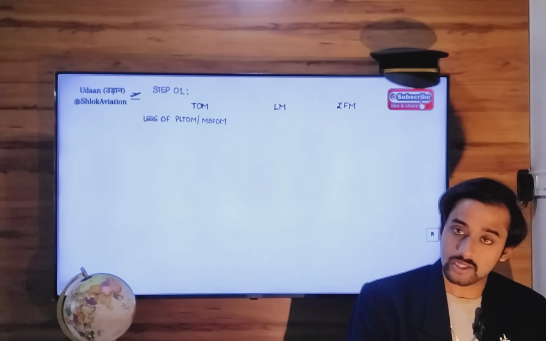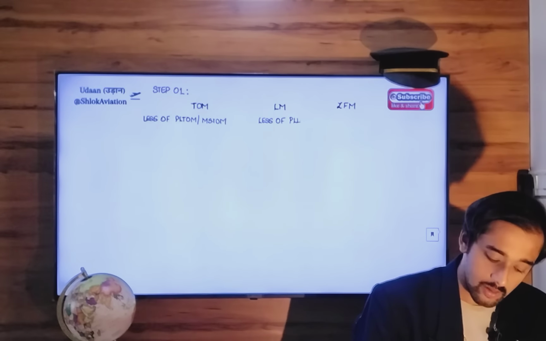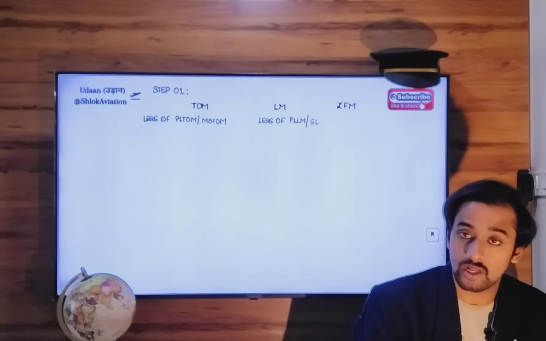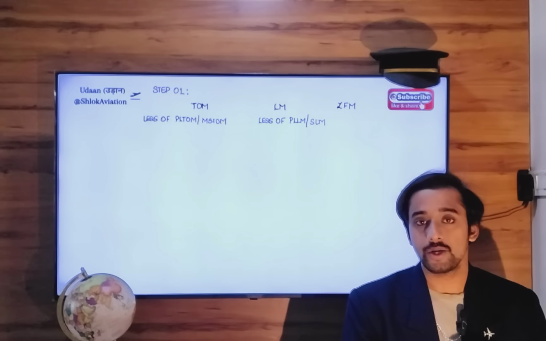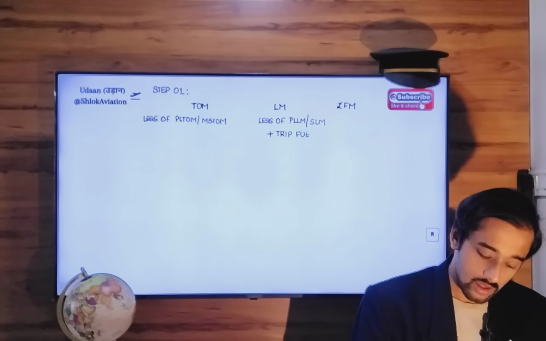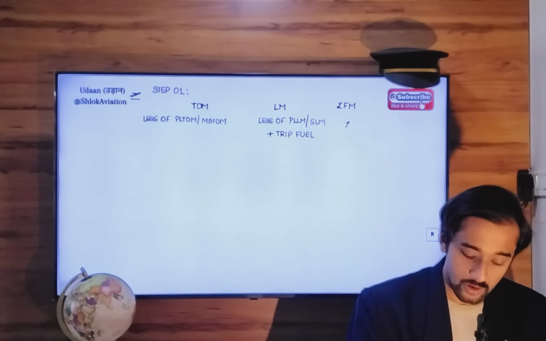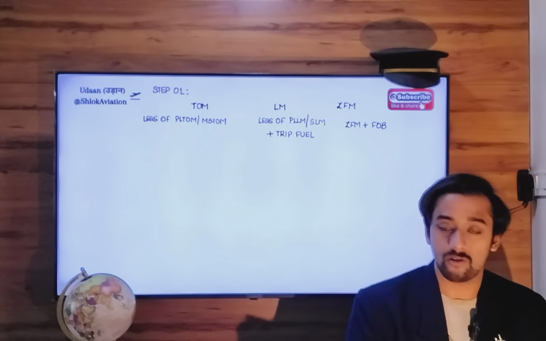In case of the landing mass column, you are going to choose a value which is the lesser of performance limited landing mass and maximum structural limited landing mass. To that, you are going to add trip fuel. In the zero fuel mass column, you are going to use the formula which is zero fuel mass plus fuel on board or takeoff fuel.